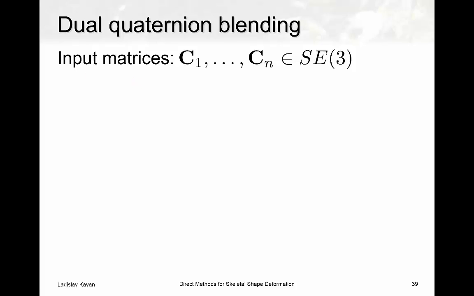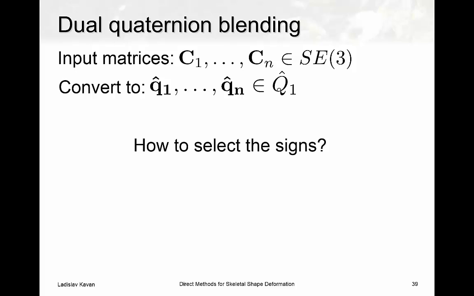So what we're going to do is take the matrices and convert them to unit dual quaternions, and there is a catch: how to select the signs, right? Because we can pick the signs arbitrarily. The conversion routines are not really complicated, it's some simple closed form procedure, but we don't know how to pick the signs. The conversion routine gave us some random sign. We could as well pick minus Q.